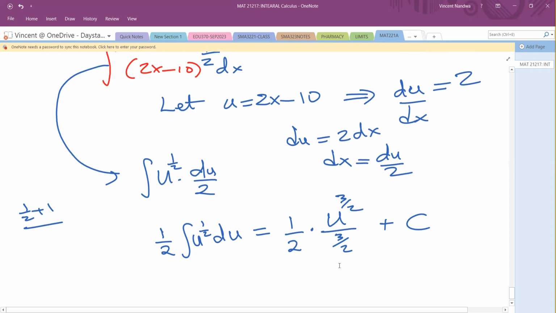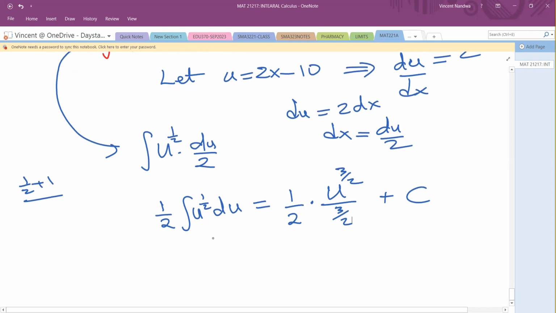Agnes, are you able to see that? So this is the same thing as saying we have a half times 2/3, then times u power 3/2. So 2 and 2 cancel out, and we'll get a third u power 3/2, and then plus c.